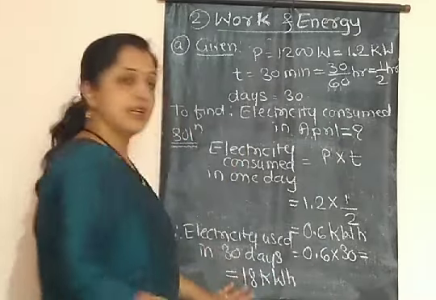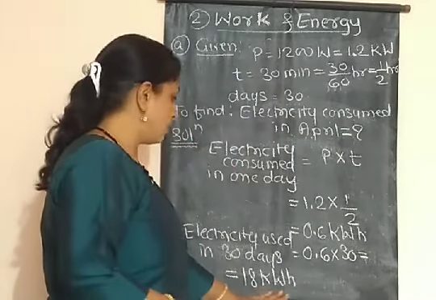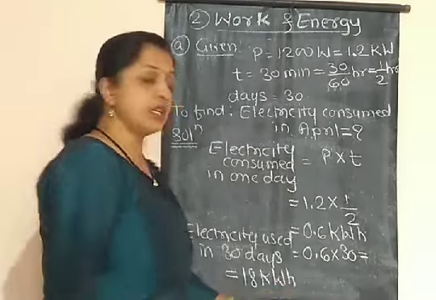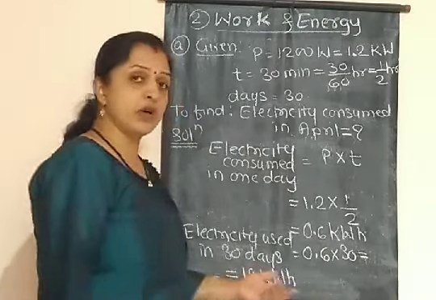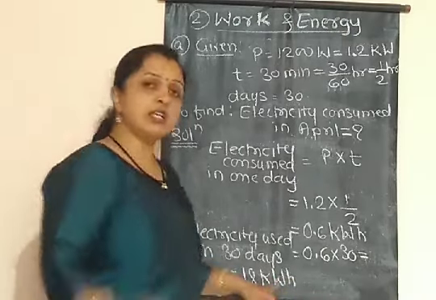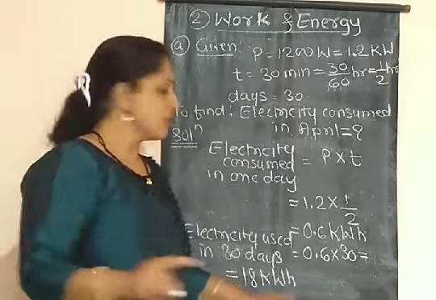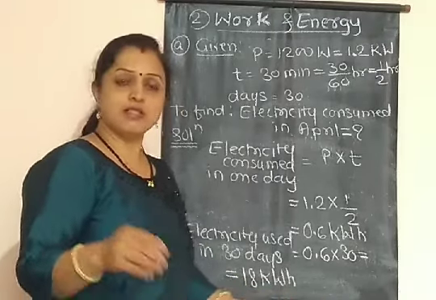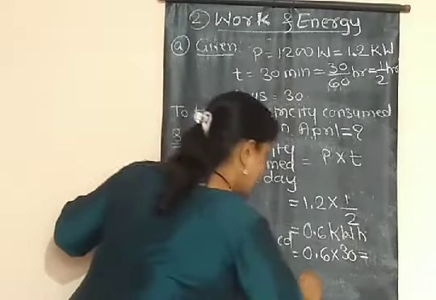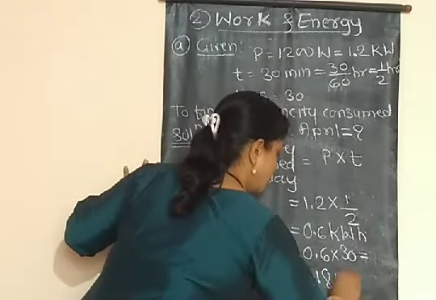So this is 18 kilowatt hour. This much amount of electricity is consumed in 30 days, that is in the month of April. And 1 kilowatt hour, we know, is equal to 1 unit. So 18 kilowatt hours means 18 units. So it is equal to 18 units.